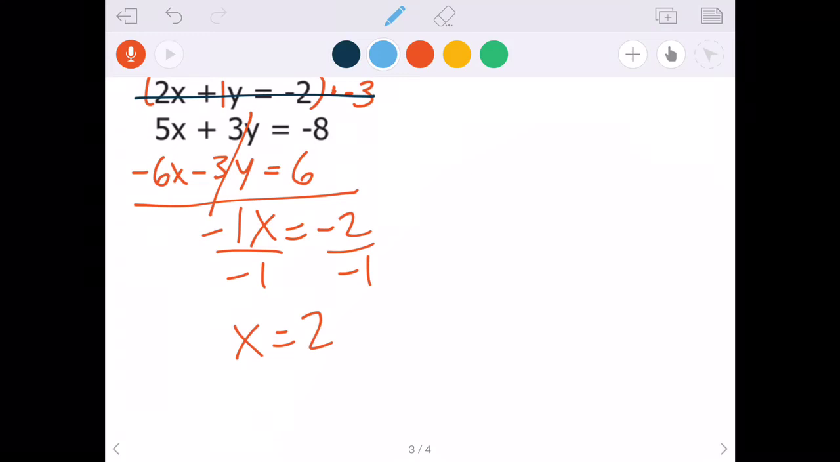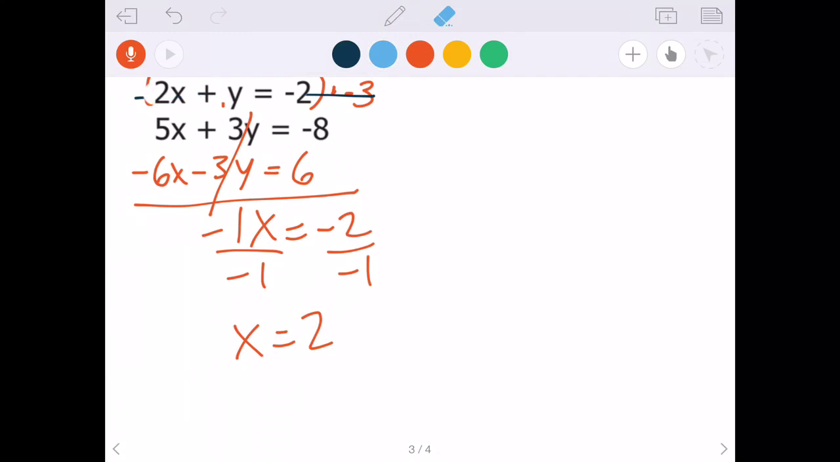One variable is solved. I still need the y. So I can plug it in for any one of these equations. I can plug it in for the original one I crossed out. I can plug it in for the second one. I can plug it into -6x minus 3y equals 6. It doesn't matter which one you plug into. So I'm going to actually do it back into my original equation.